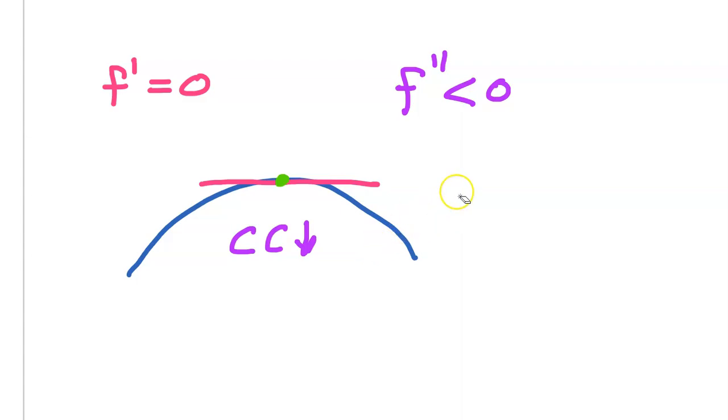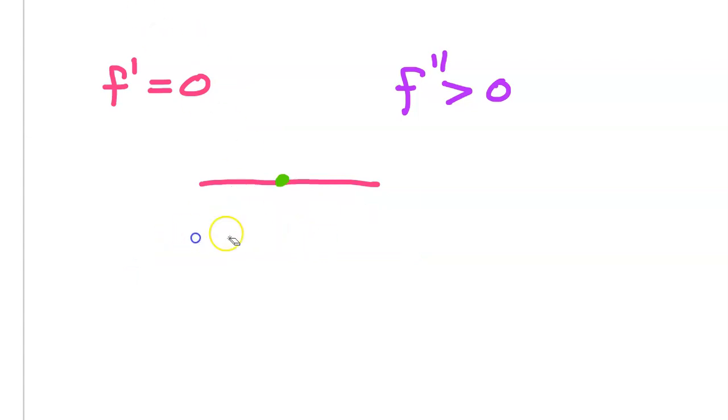Look back at this picture. I'm going to change one thing. I'm going to leave f prime equal to 0, which means we will still have a horizontal tangent line. But I'm going to change f double prime from negative to positive. If f double prime is positive, that means the function must be concave up. Now we can see that the point of tangency is a relative minimum.